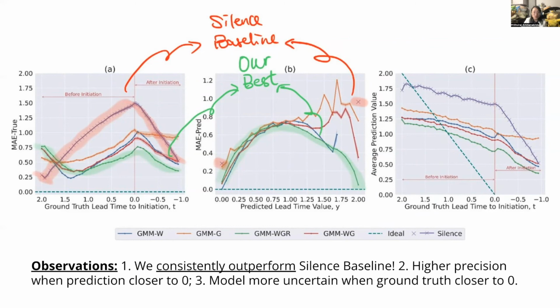Judging from the MAE true and the MAE pred curves, we can see that our best model becomes increasingly more precise when it is predicting lower values, although the model also becomes more uncertain when the ground truth lead time is lower. The third graph here shows that our model predictions do decrease as the ground truth lead time decreases.